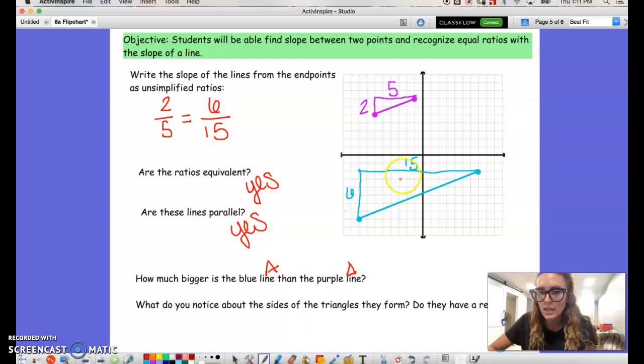And how do we get from one triangle to the next? What is the same? We want to be thinking about angles. We want to be thinking about what do we do to 2 to get to 6 that we can also do to 5 to get to 15.